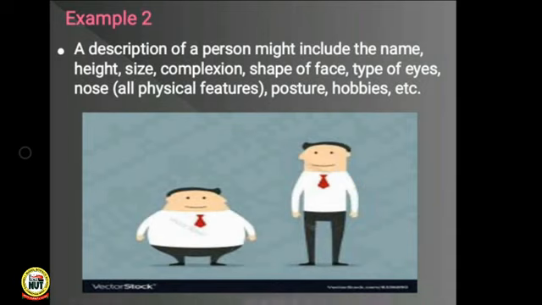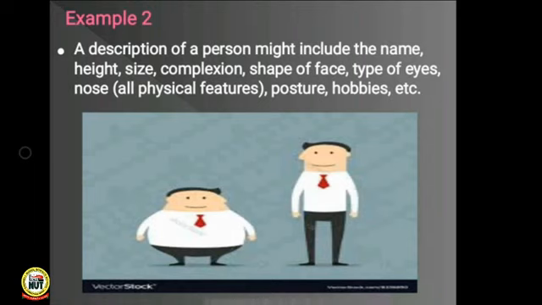Let us look at example two. A description of a person might include the name, height, the size, complexion, shape of face, type of eyes, nose, all physical features, posture, hobbies, etc. Now, if you want to describe a person, yes, you have to talk about the person's name, height, complexion, is the person fair or dark, size, is the person fat or thin, as you can see in the picture, shape of face, is it oval, is it round, type of eyes, bulgy eyes, round eyes, and so on, nose, pointed, flat, all the physical features that you can observe about that person, the posture, how does the person walk, you understand, hobbies.